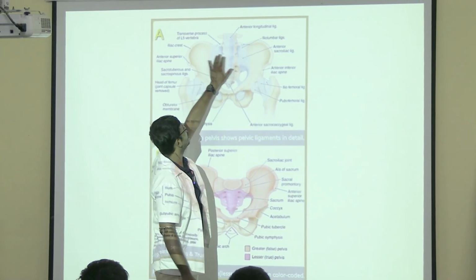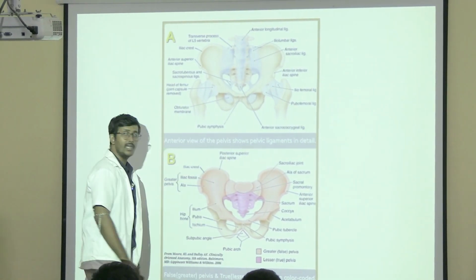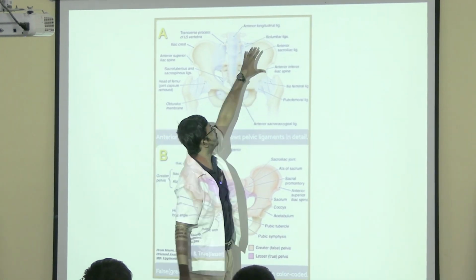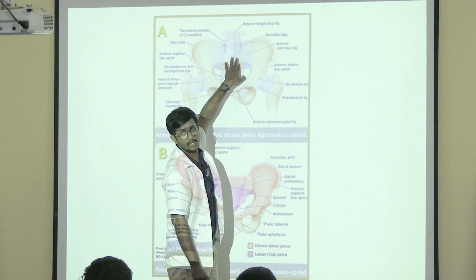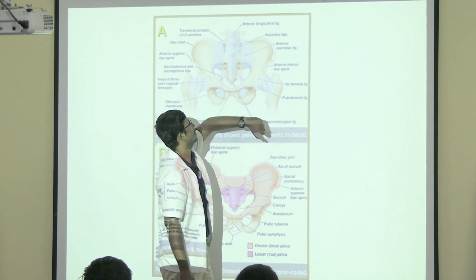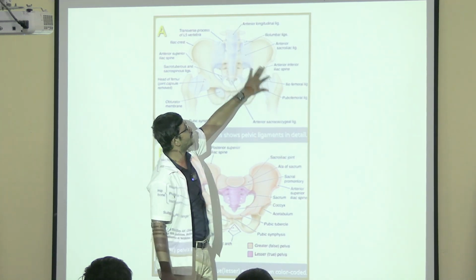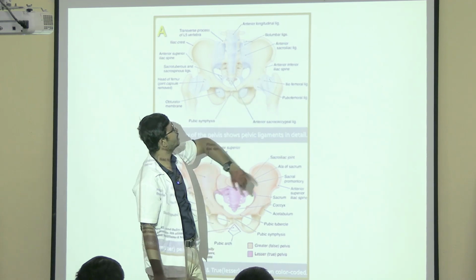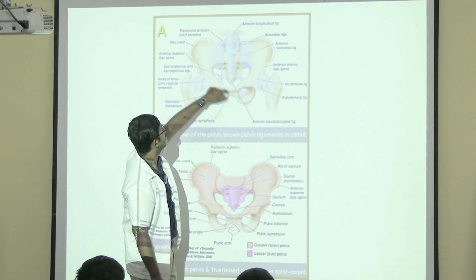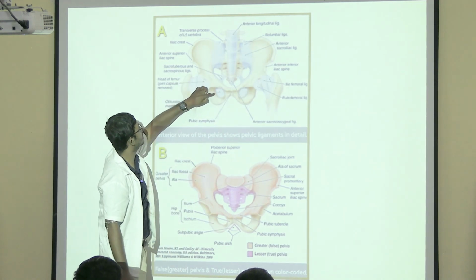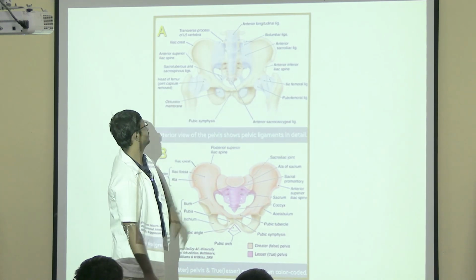Similarly, on either side will be your iliolumbar ligament. Why iliolumbar ligament? Because this is your ilium. From this, the ligament is joining the lumbar vertebra. So this is your iliolumbar ligament. Similarly, ilium to femur is your iliofemoral ligament. Then pubofemoral ligament from your pubis to your femur. Then there is your sacrotuberous ligament and sacrococcygeal ligament.